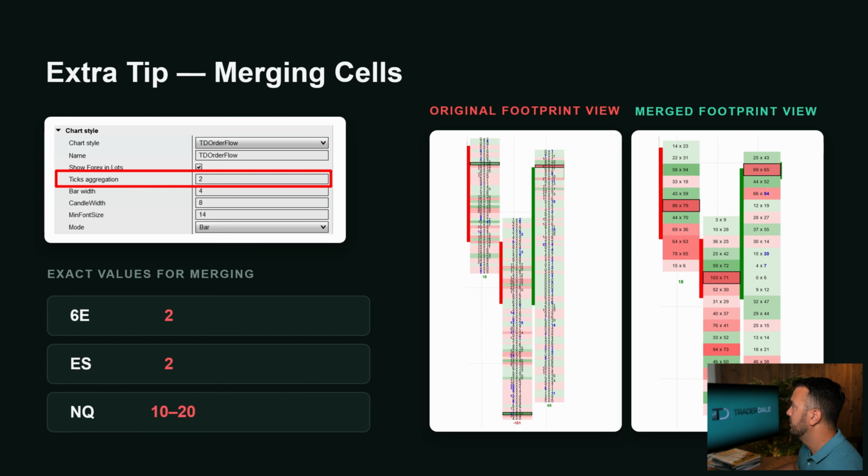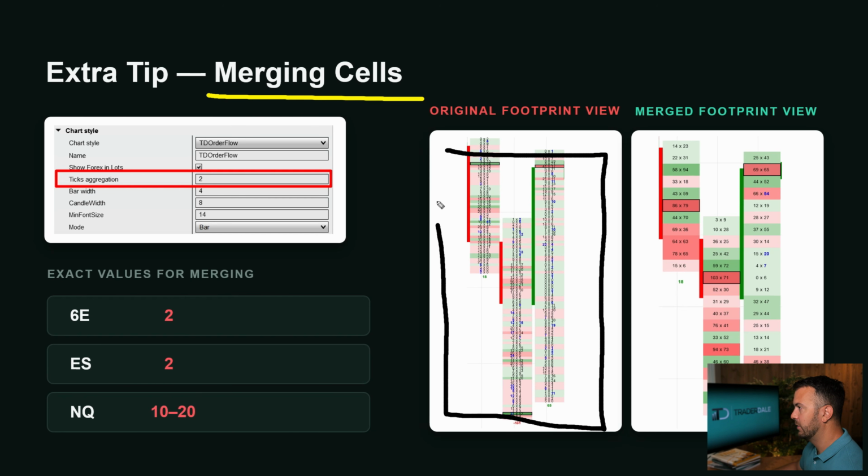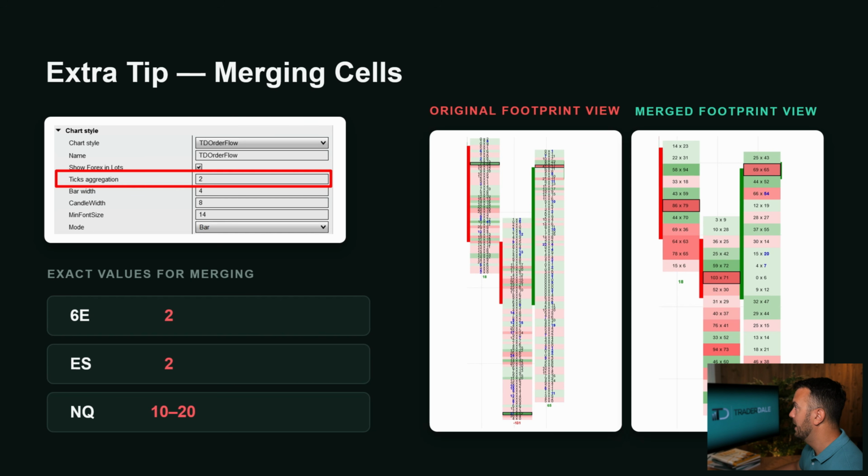Now, what I have for you here is a little extra tip. The extra tip is about merging cells. What it does is turn footprints that look messy and complex like this into something which is easy to read, like this. It's a simple thing. What you do is just go to settings, and my software calls this tick aggregation.